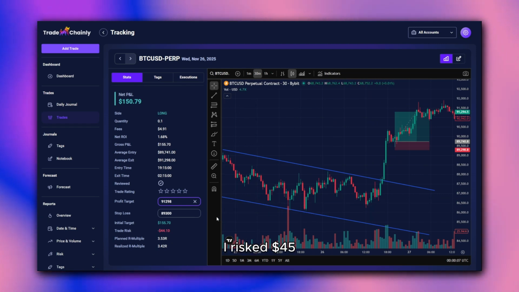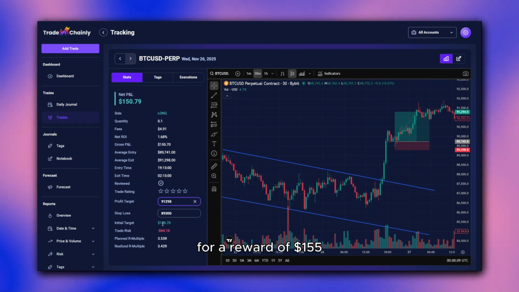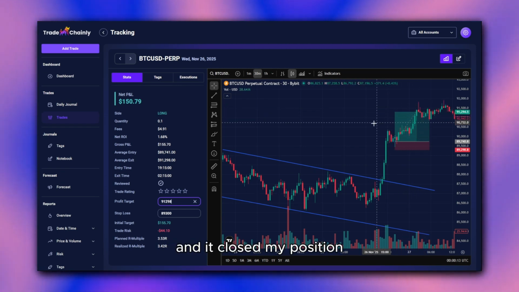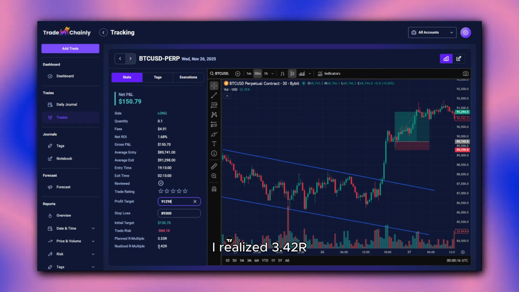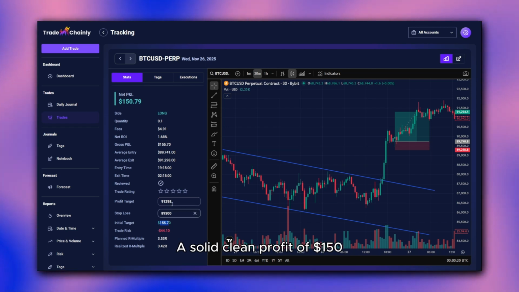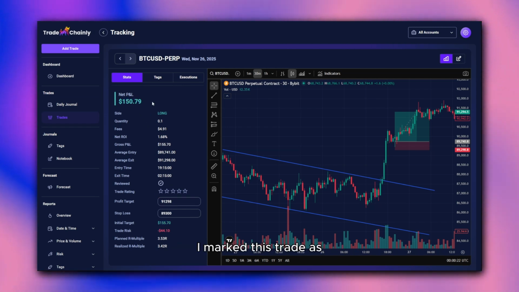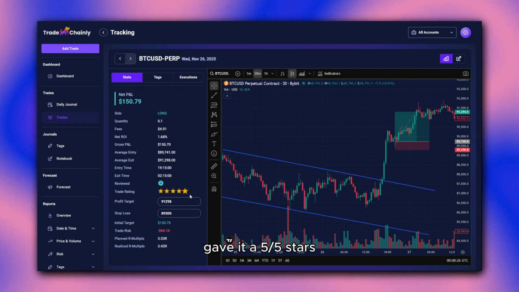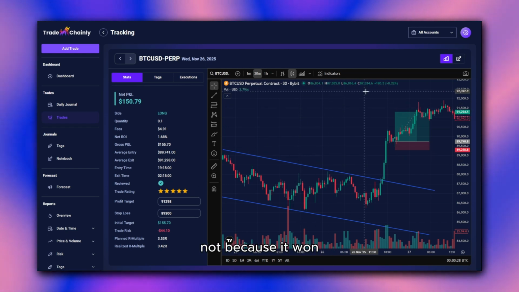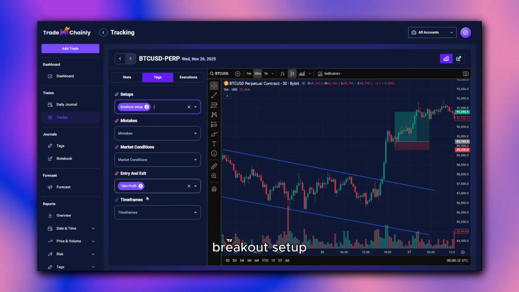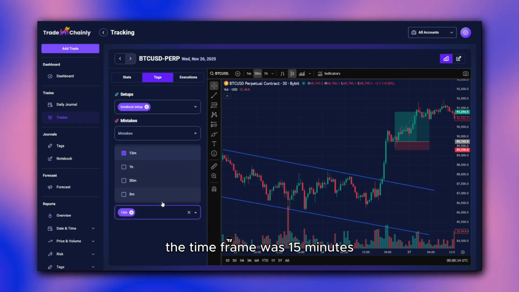I risked $45 for a reward of $155. At the end, the trade hit the target price and it closed my position. I realized 3.42 R, a solid clean profit of $150. I marked this trade as reviewed, gave it a 5 out of 5 stars, not because it won, but because it was executed correctly. Tagged it with my breakout setup. The time frame was 15 minutes.